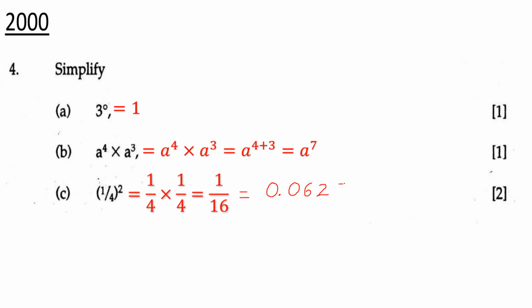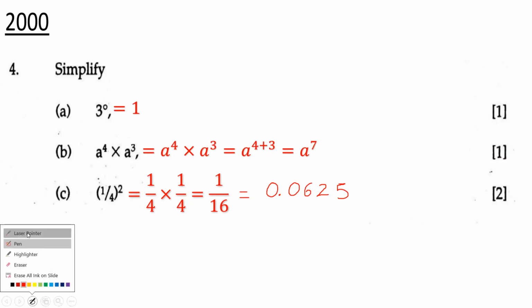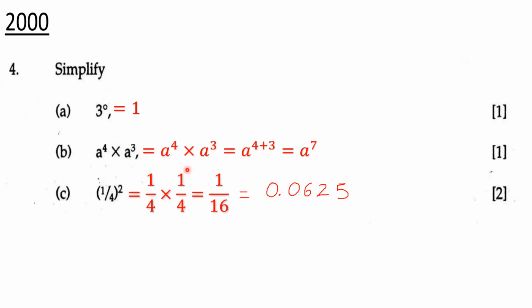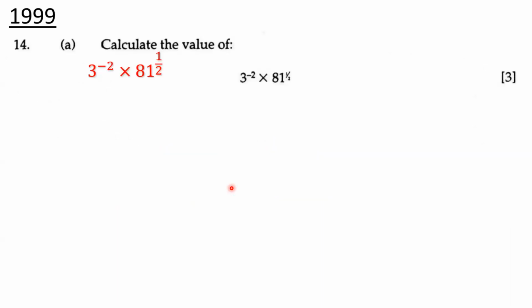Okay? So 1 over 16 is 0.0625. Now you can do that, or you can put this in a calculator, but no, this is 2 points. So they want to see some sort of working here. So definitely show your working for this one. Let's move on to the next question here.